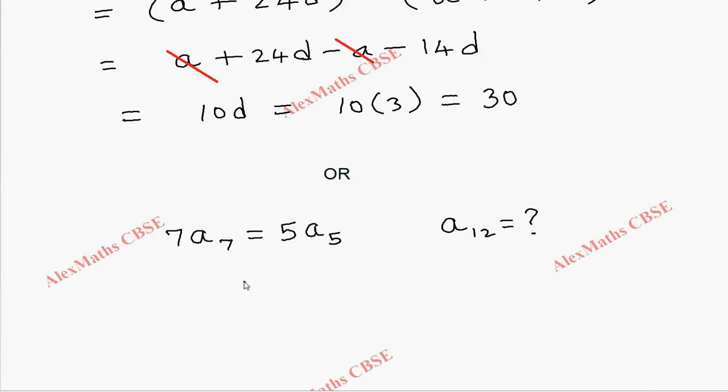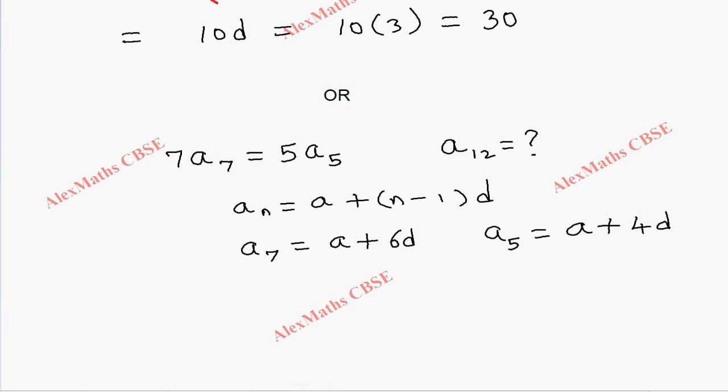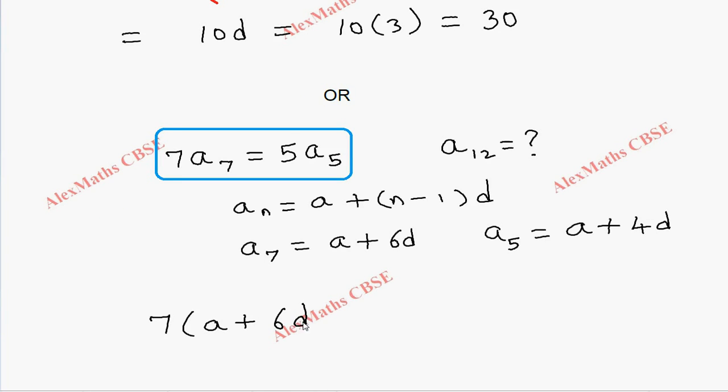Once again, we are going to apply the AN formula, which is A plus n minus 1 into D. So A7 is A plus 7 minus 1, which is 6, so A plus 6D. In the same way, A5 is A plus 5 minus 1, which is 4, so A plus 4D. Now we are going to use this condition. The condition is 7 times the 7th term. It means 7 into A plus 6D equal to 5 into the 5th term, which is A plus 4D.